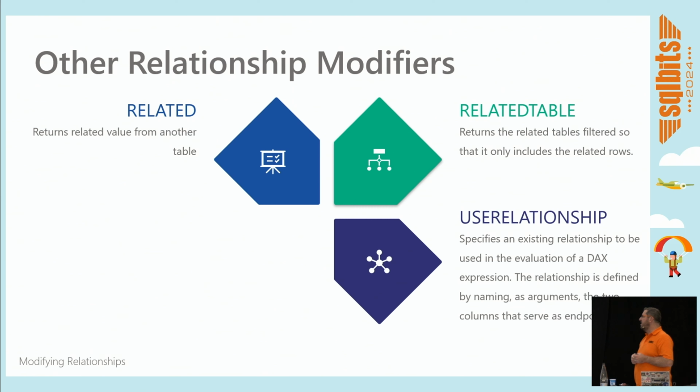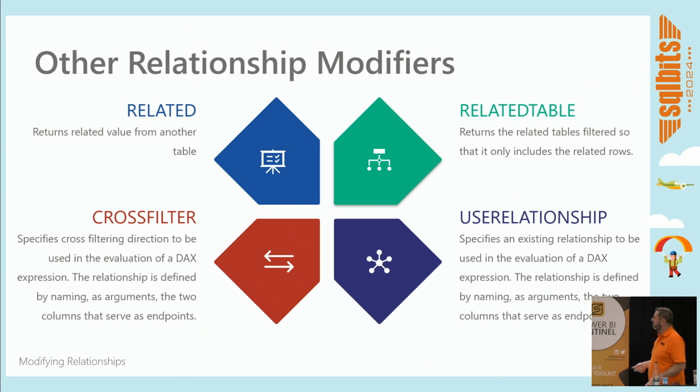We can use a relationship, so this is when we have multiple relationships, inactive relationships, role-playing dimensions. We can say, hey, for this specific calculation, I want to use the relationship between the primary subject color and the color table, but for that other calculation, I want to use background color and the color table. Those two things will talk to the same dimension table, so we need to be able to specify which relationship we're talking about.